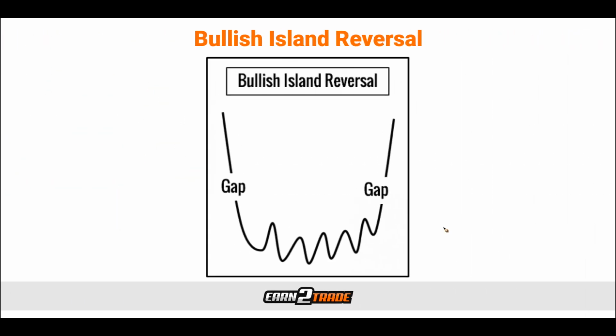The bullish island reversal is another pattern that is difficult to spot for newer traders, but it does occur more frequently than you might think. Now, there is a weird caveat with the bullish island reversal, which is where the name island is coming from. The name island is coming from the fact that there's a gap down and a gap up, as this creates a little bit of a price island.